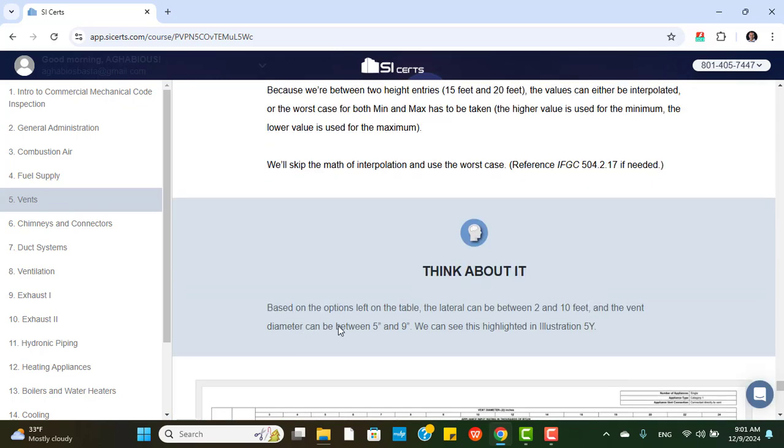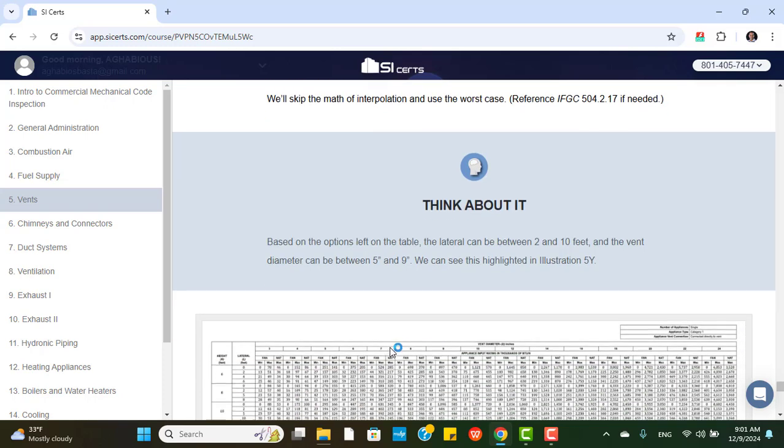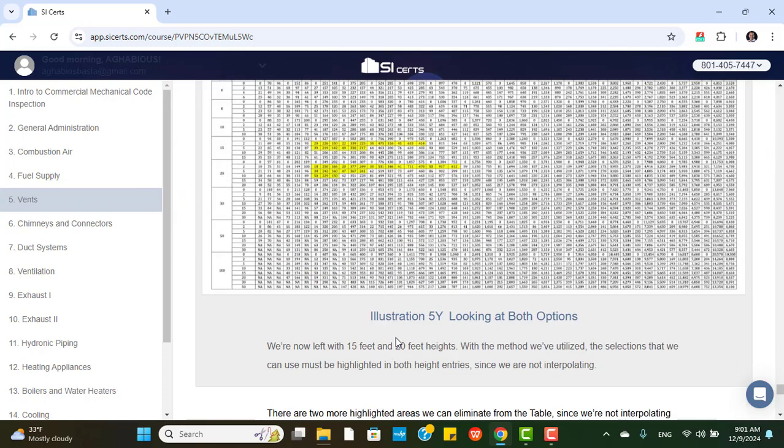Based on the options left on the table, the lateral can be between 2 and 10 feet, and the vent diameter can be between 5 inches and 9 inches. We can see this highlighted in illustration 5y. Illustration 5y, look at both options. We are now left with 15 feet and 20 feet. Okay, we have between 15 and 20.